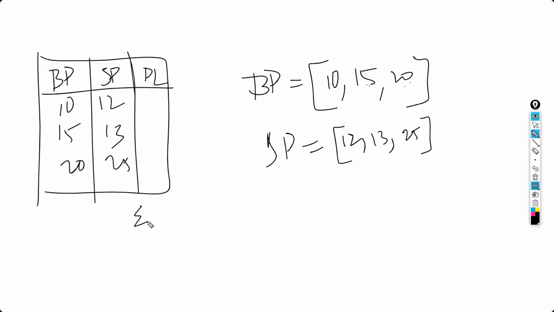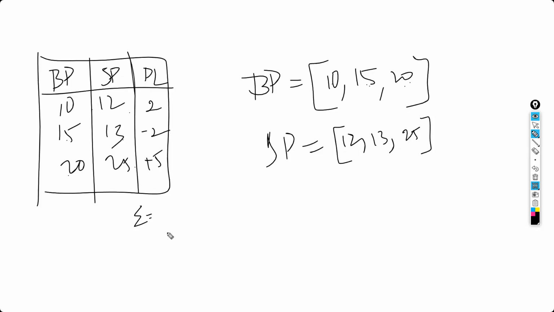At the same time, I want the total profit. These are the two questions. For each item I want the selling price minus the buying price. Sorry, selling price minus buying price. That is 12 minus 10, which is 2. 13 minus 15 is minus 2. 25 minus 20 is 5.